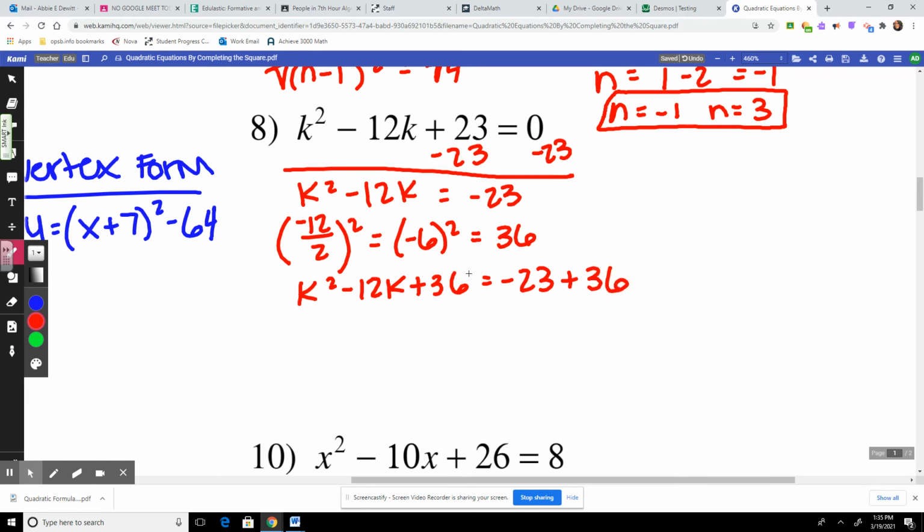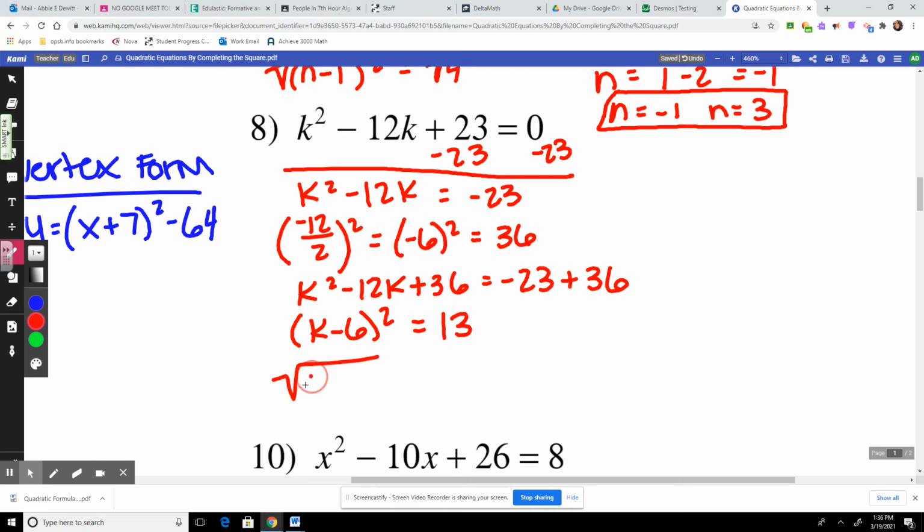What's the square root of 36? Square root of 36 is positive negative 6. I need the negative 6 since I'm adding the negative 12. So k minus 6 squared equals negative 23 plus 36 ends up being 13.